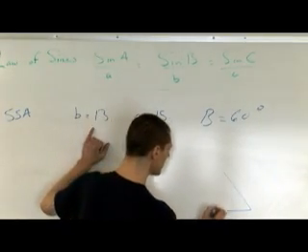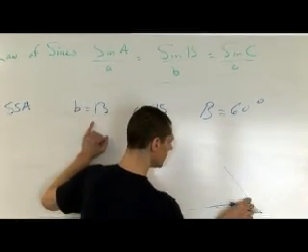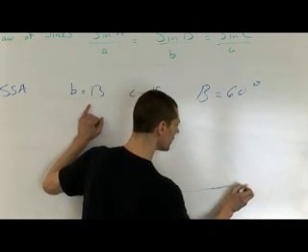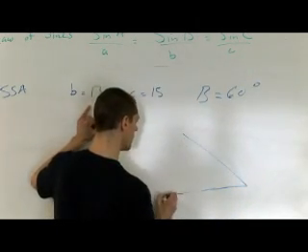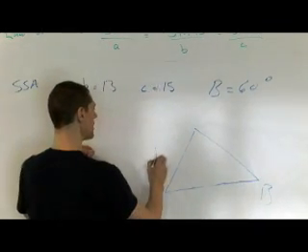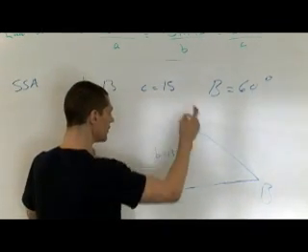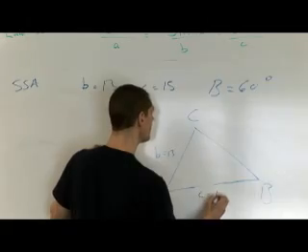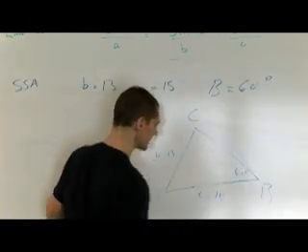Side b is 13. Okay, so I'm going to tighten this up a little bit. So like this. Okay, so this is as close as I can probably get. So little side b is 13, little side c is 15, and the angle B is 60 degrees.